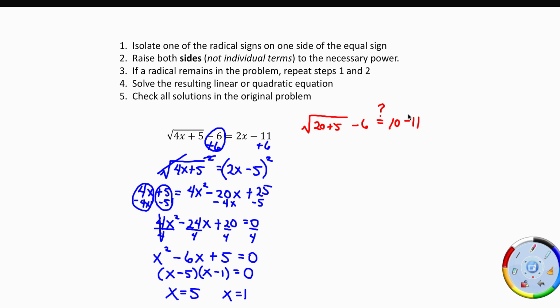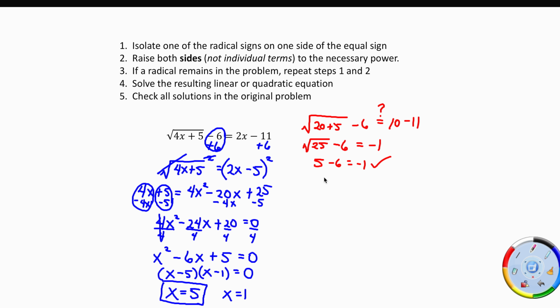is that, let's see, is that true? The square root of 25 minus 6 equals -1. 5 minus 6 equals -1. Yes, it does. So I know that at least 5 is a solution.